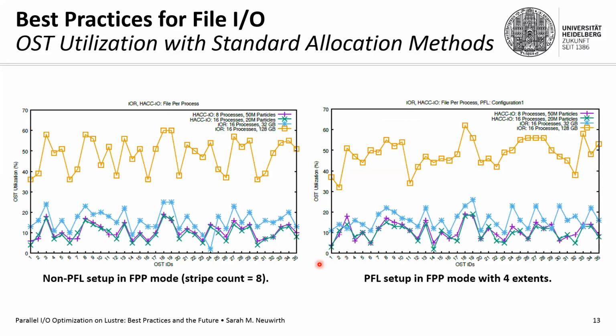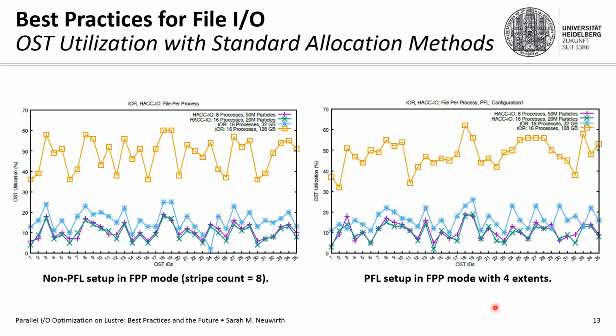So what I did next is I used all of the best practices and applied them to two application runs, one with the IOR benchmark, which can be used to evaluate read and write performance, and one with the HACC-IO application kernel. I did it for two different setups: IOR with 16 processes each, but generating less or more data, and the same for HACC-IO, but with particles instead. I compared the plain file setup in the file-per-process mode with the progressive file layout setup in the file-per-process mode with 4 extents.